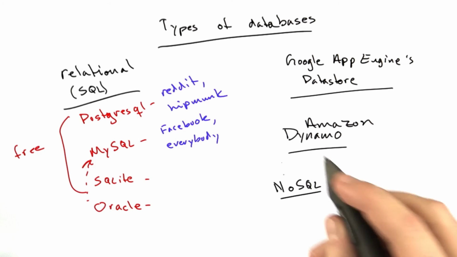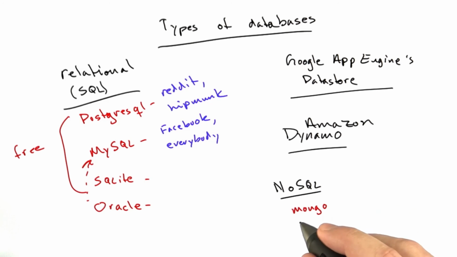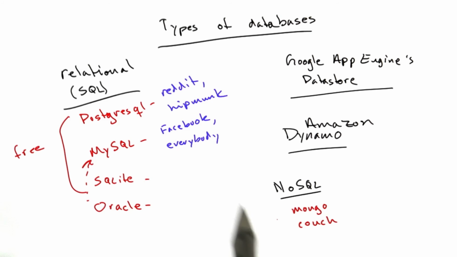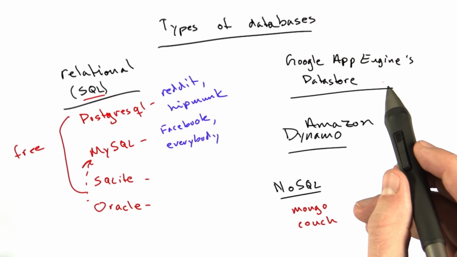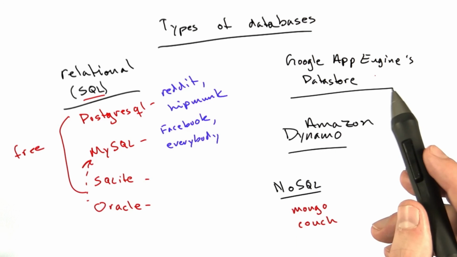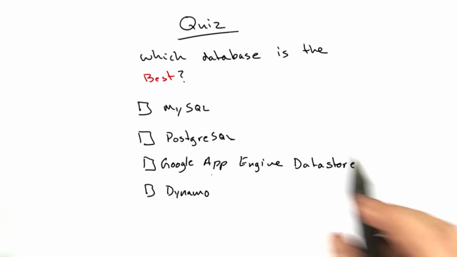There's the NoSQL databases. Of these, maybe Mongo is pretty popular. Couch is pretty popular. We're not going to discuss these much in this class, but these are products that try to solve some of the limitations that SQL places on you that we'll get to in a moment. But in this class, we're going to focus on kind of the basics of SQL and then Google App Engine's data store and how to use those to build your web apps. Okay, quick quiz. Which database is the best?